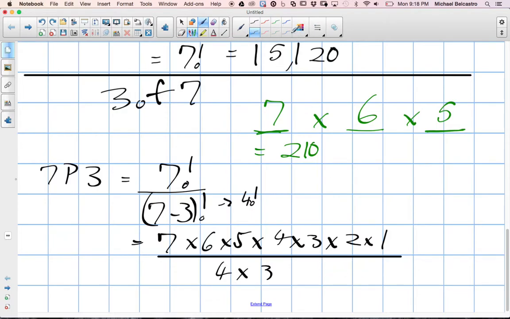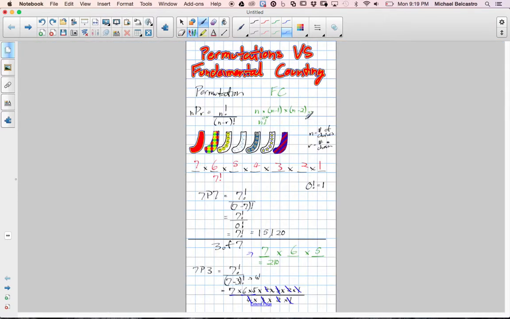Because of our rule of multiplication, it doesn't matter what order we multiply in, and because this is dividing, we can essentially cancel out some of our numbers on top and the bottom. We know that these 1s cancel out, these 2s cancel out, the 3s cancel out, and the 4s cancel out, which leaves you with 7 by 6 by 5, which is identical to our fundamental counting principle here. So both are relatively the exact same thing, just depending on how you see the question and set it up.